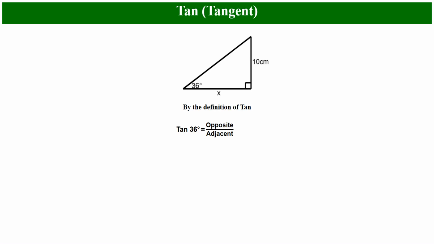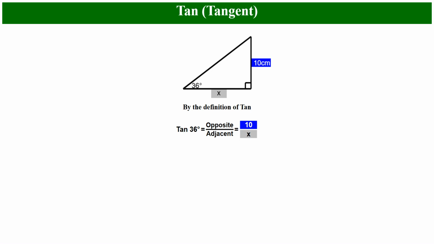Now let's look at a slightly different problem. We have another right-angled triangle, and in this case we know the length of the opposite. It's 10 centimeters. And the angle there is 36 degrees. And again, we want to find the value of x, but this time x is the adjacent. So we start in the same way, writing down the definition of tangent, which in this case will be tan 36 degrees is equal to the opposite over adjacent, which will be 10 over x in this triangle.